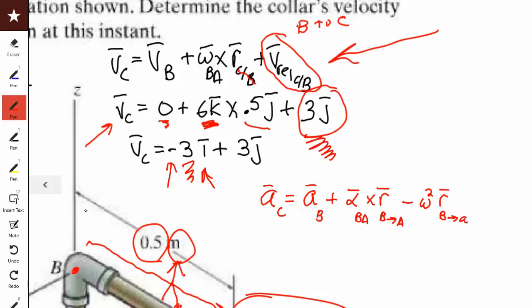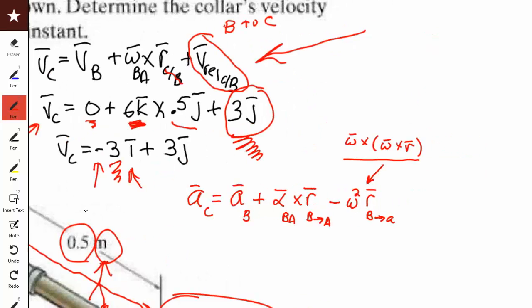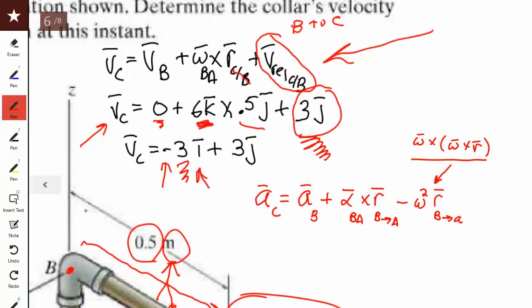In 3 dimensions, it'll be omega cross parentheses omega cross r. So in 3D, you've got to do the whole thing. But in 2D, all of this is going to simplify. It always will simplify in 2D to omega squared minus r. Okay, plus the official equation always has plus 2 omega cross v rel plus a rel. That's the formula that will come out of the book.